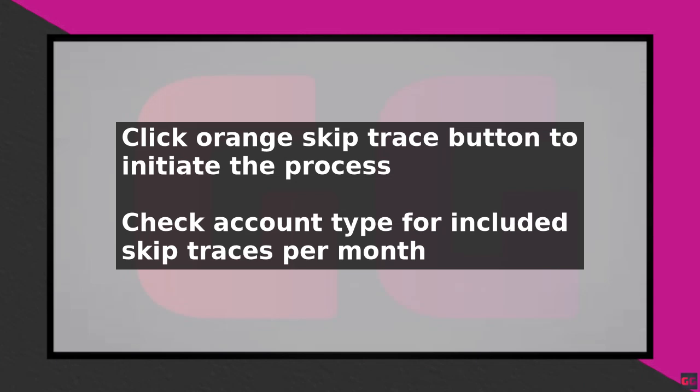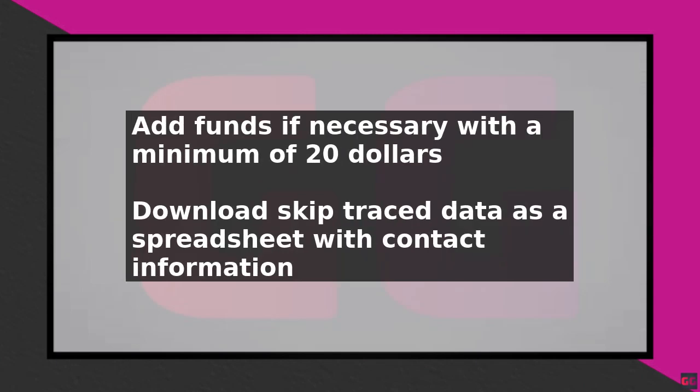Depending on the account type, such as the Gold plan, a certain number of skip traces may be included per month. A confirmation screen will appear, showing the price of the skip trace. If there are insufficient funds in the account, it will be necessary to add funds. The minimum amount that can be added is $20.